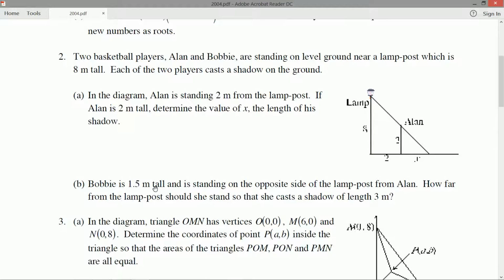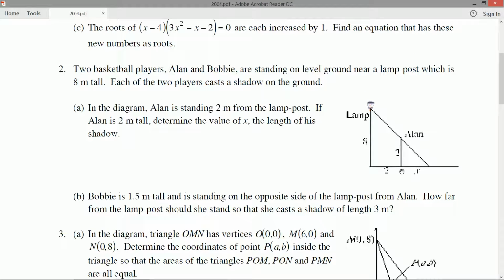And if we read B, this has nothing to do with basketball players. Is it just because they want to justify someone being 2 meters tall? Whatever. So we got a diagram here.